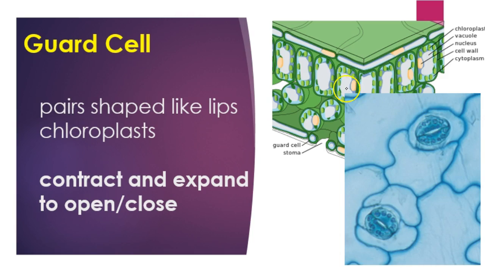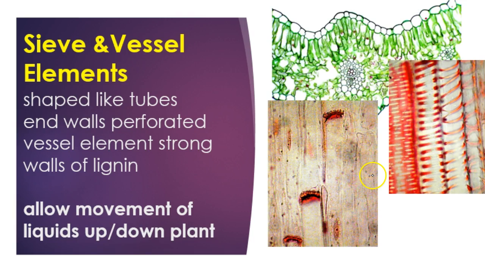If it was straight and rigid like this column of cells here, it wouldn't be able to contract and close easily. Now the next one I'm going to look at here is our sieve vessel elements. It's these little cells in the middle here, the ones that I said were used for transporting nutrients around the plant. Essentially they're the veins and arteries, if you think of it that way, of the plant.